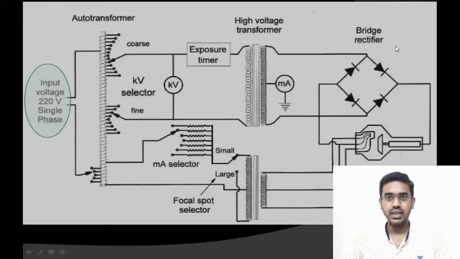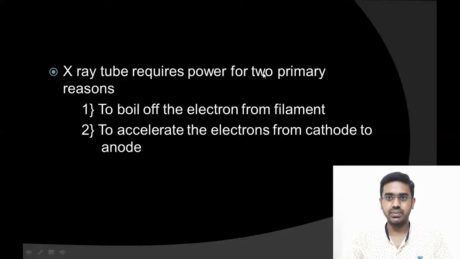First, let's see why the X-ray tube requires power. It requires power for two primary reasons. One, to boil off the electrons from the filament, that is, for thermionic emission to occur. Second reason is to accelerate the electrons from cathode to anode.